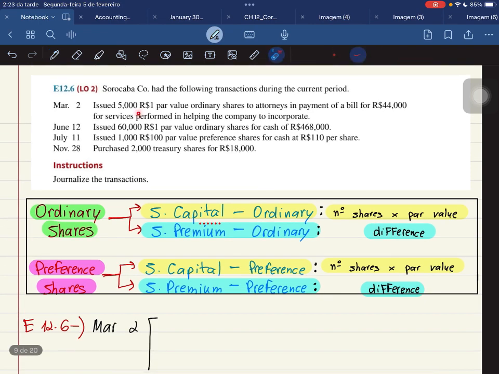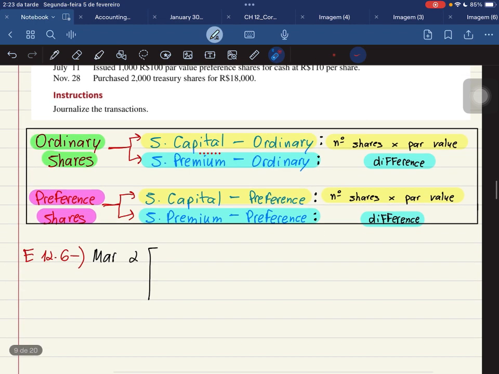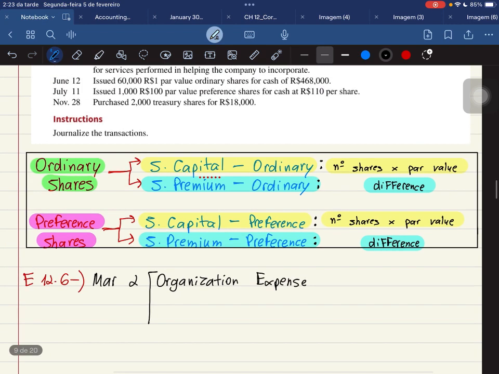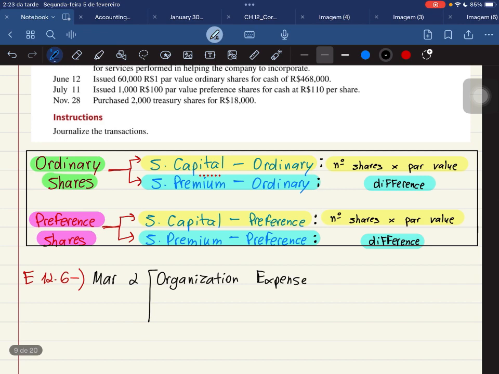The first one happened on March 2nd. Issued 5,000 real par value ordinary shares to attorneys in payment of a bill of 44,000 for services performed in helping the company to incorporate. Okay, so these shares, they were not issued in exchange of cash, correct? They were issued in exchange of a service performed. So in this case, the account that we debit is organization expense, because the shares were issued in exchange for a service performed, in this case the attorney service.